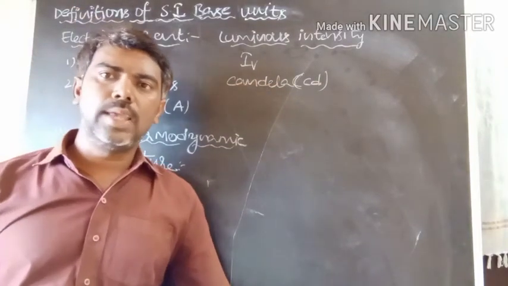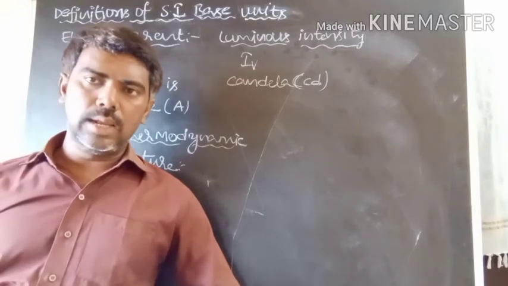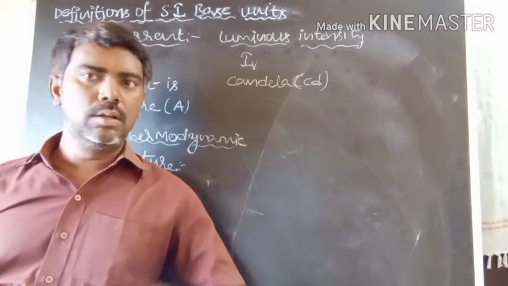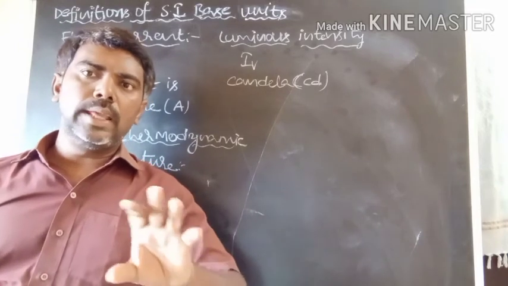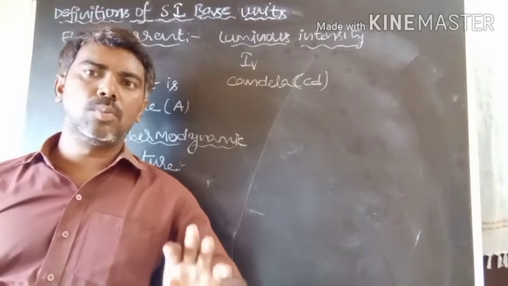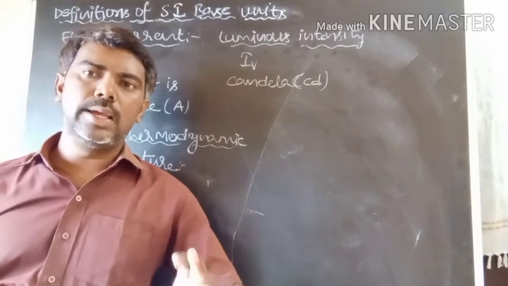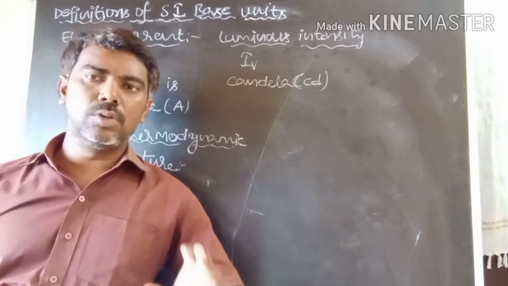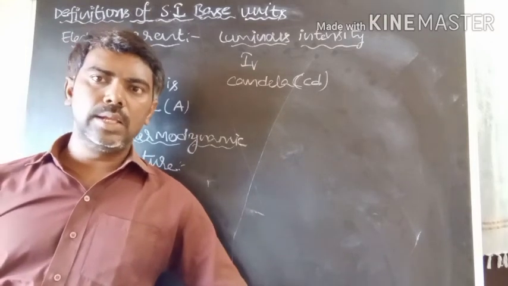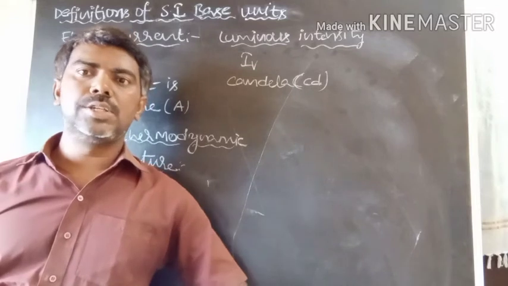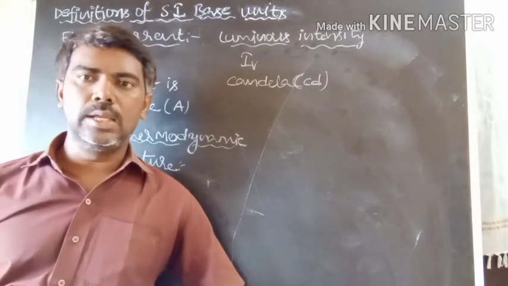What about the definition of candela? A candela is a luminous intensity in a given direction which can produce monochromatic radiation. The frequency of that radiation is 540 into 10 power 12 hertz, and that radiant intensity in that same direction is 1 by 683 watts per steradian.